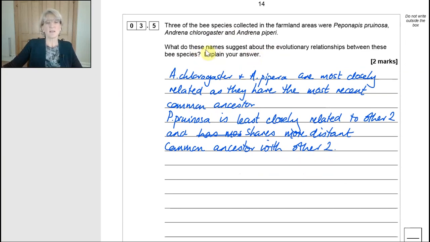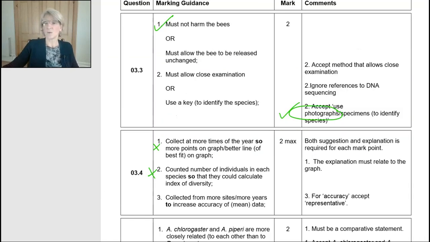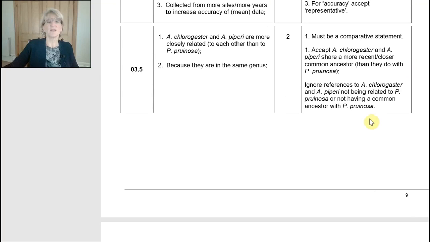What do these names suggest about the evolutionary relationships? So I'm focusing in on this term, evolutionary relationships, and I'm thinking the one thing I want to talk about is how close their common ancestor is, which is what I went for. They've got the most recent common ancestor. And then I went on to say that this one is the least closely related because it has a more distant common ancestor.